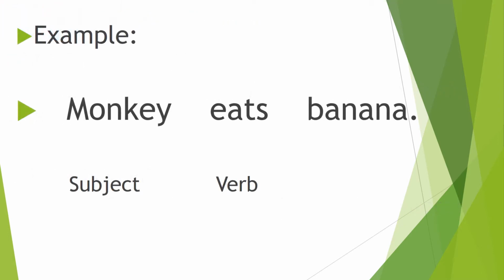Right. Let me give you an example of a sentence. And the sentence goes like this. Monkey eats banana. What do you think is the subject of the sentence? Now, the subject in the sentence is monkey. Why? Because it is the doer of the action eats. Eats in the sentence is a verb. It's because eats is what the monkey does in the sentence.